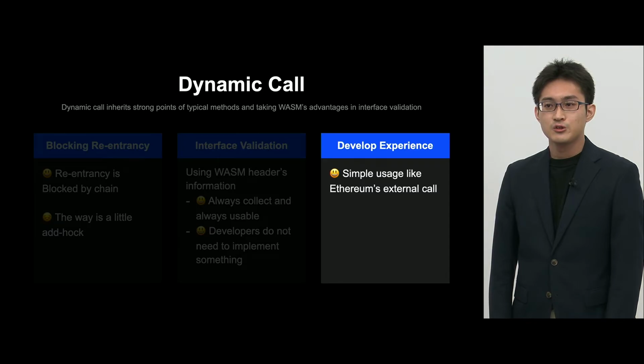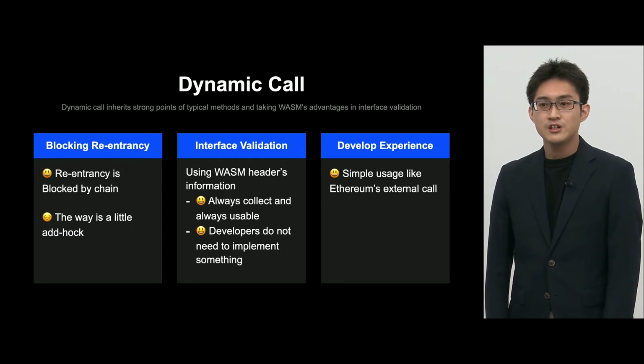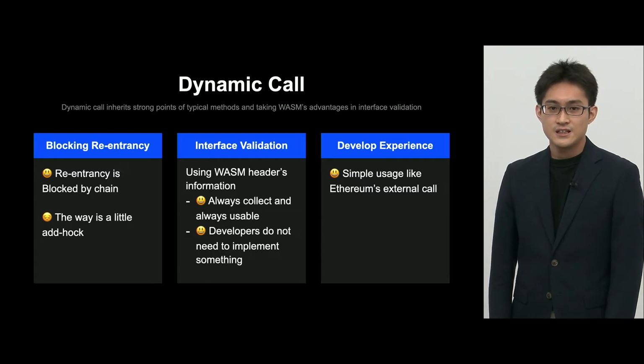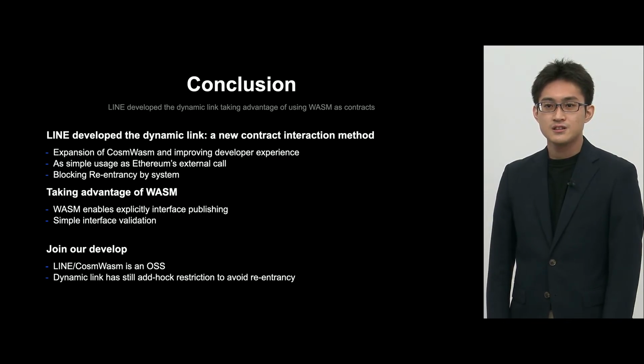Finally, as for the methodology to use it, it's possible to use something similar to the external library call. So it's very simple as in Ethereum, and it's a good feature. So the dynamic link prevents reentrancy and takes advantage of the merit of Ethereum, so a simple calling method is possible. And with the interface validation, it utilizes the advantages of WASM and can generate unique characteristics.